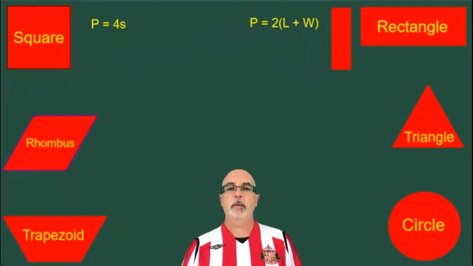Then we have the rhombus. The rhombus is like the square in that it has 4 equal sides, but it doesn't have right angles inside. The formula for the perimeter of a square actually works for the rhombus too, 4s.